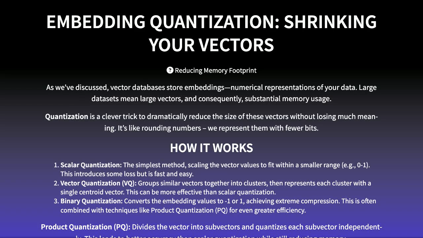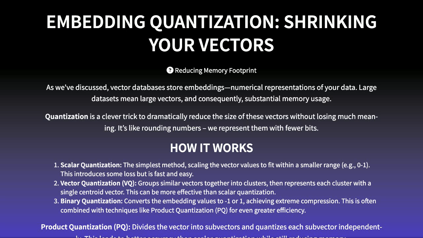Okay, let's talk about how we can make those massive vector databases a little less gigantic. We're tackling memory usage, and one really useful technique is called quantization. Think of it like this. We want to represent our data embeddings with fewer bits without sacrificing too much accuracy. There are several ways to do this, from simply scaling the numbers down to grouping similar vectors together, or even converting them to just -1, 0, 1.